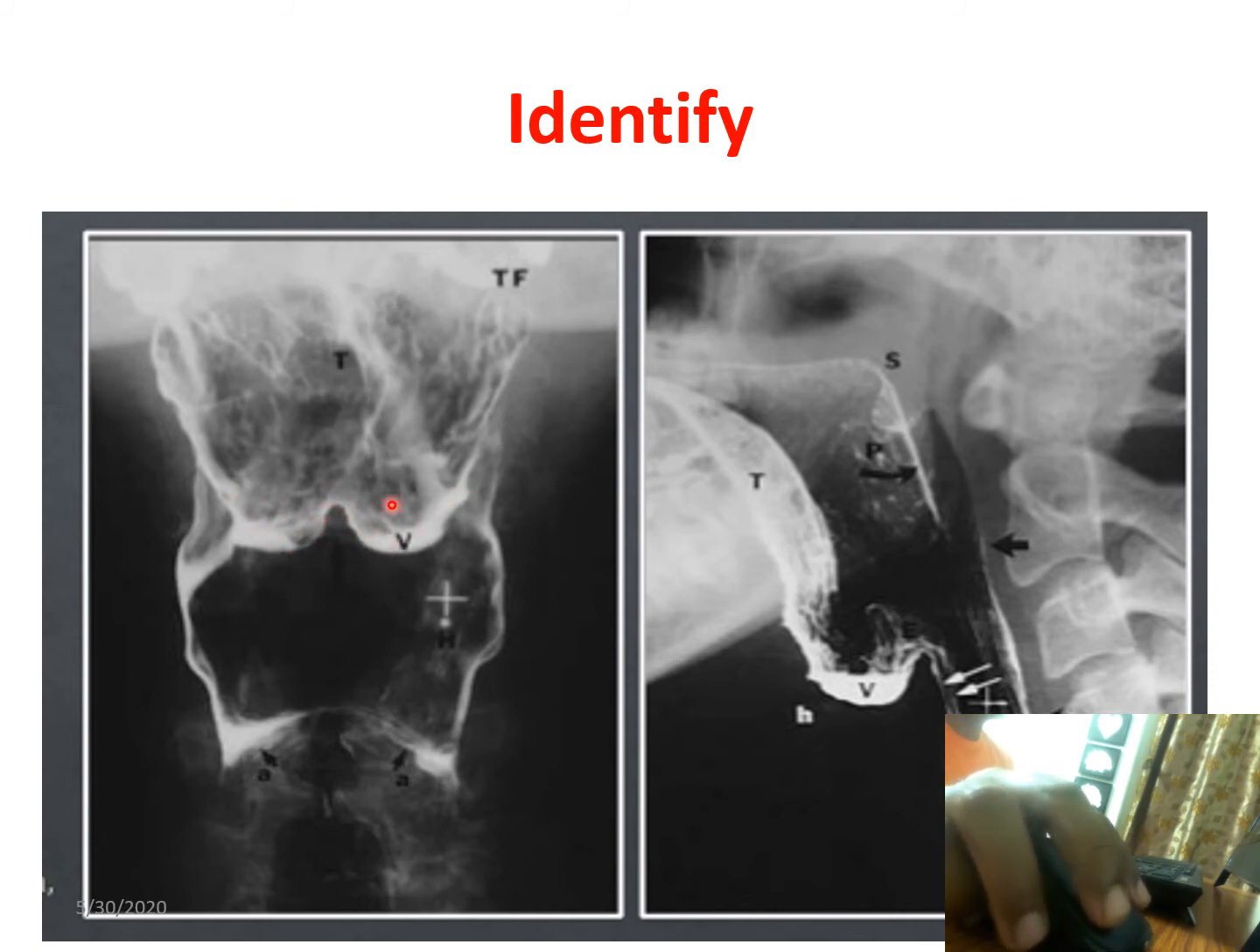You can tell it is a W structure. It is a smooth W. The upper part is called the vallecula. The lower part is called the piriform fossa. These are the epiglottic folds and piriform fossa.